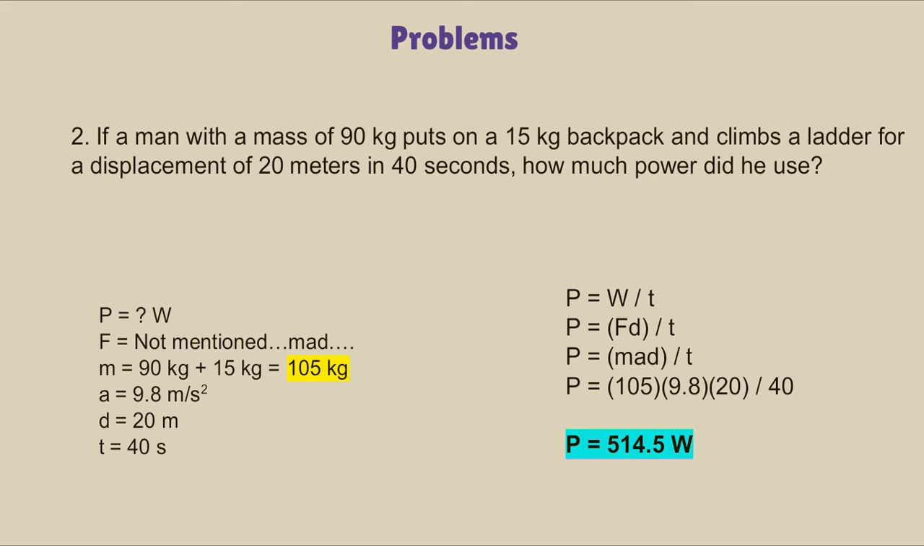So our equation is P is equal to work divided by time. Work, of course, gets replaced by F d, which we don't have. So it gets replaced by mass times acceleration times displacement divided by time. It's a good habit to always make sure that you multiply the top portion before just dividing. So it's 105 for our combined mass times 9.8 times 20 meters for our displacement. All of that multiplied together and then finally divided by the 40 seconds gives us a power of 514.5 watts.